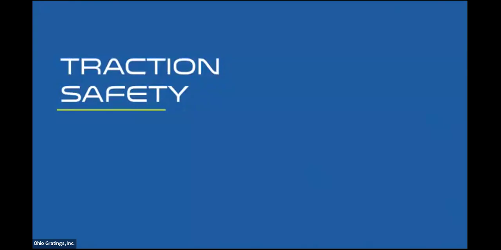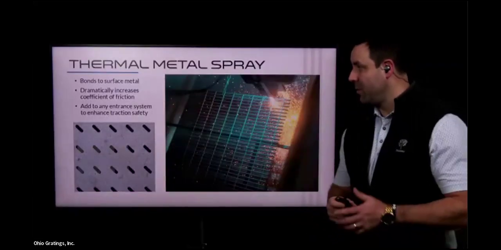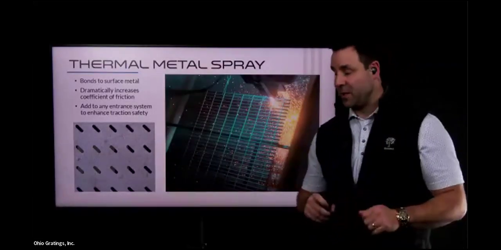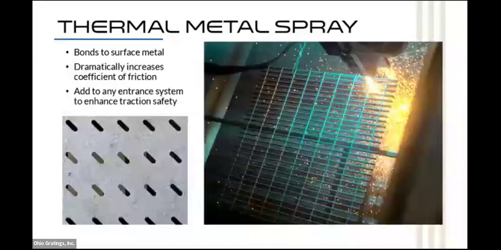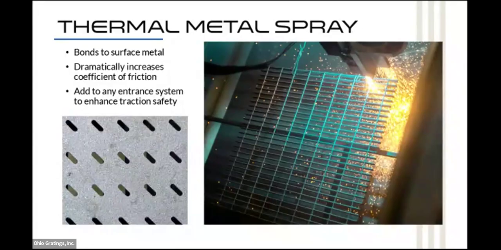So I want to talk a little bit about traction safety. Thermal metal spray, we had talked about this earlier in the presentation, but this thermal metal spray is going to bond to the surface of stainless steel or aluminum materials, okay? It's going to dramatically increase that coefficient of friction to help the product remain ADA compliant from a coefficient of friction and slip resistance standpoint. And it's going to add to any entrance system to enhance that traction safety there.